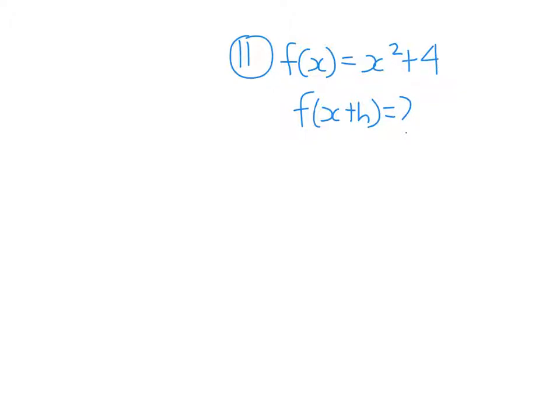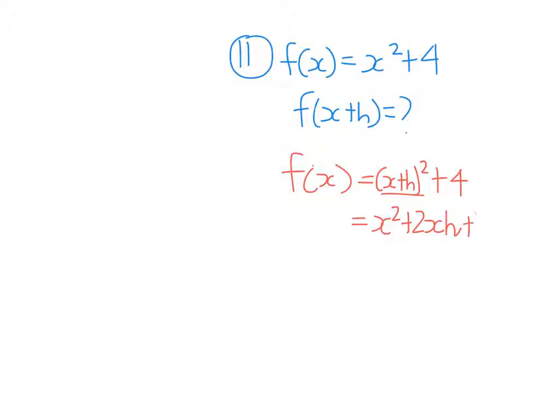So what I do is I just take my expression, and I'm going to replace x with x plus h. So I rub out x, and I replace it with x plus h. To expand this, well, this is just a binomial expansion you've done many times. It's just x squared plus 2 times the product of the two terms, plus square the second, plus 4. I can't simplify this any further because there are no like terms. So I'm done. Let's move on now to question 12.